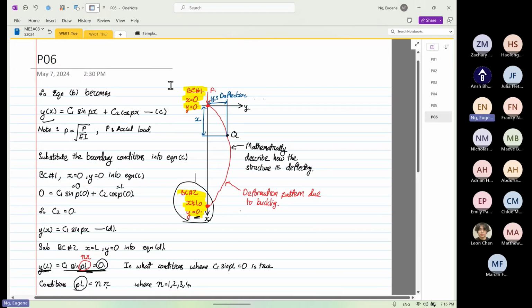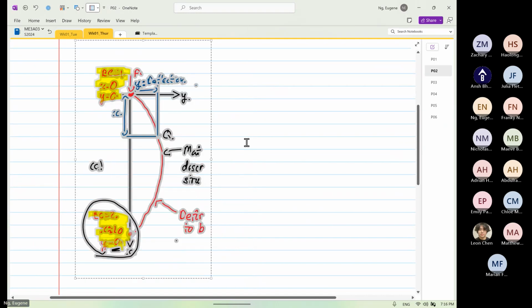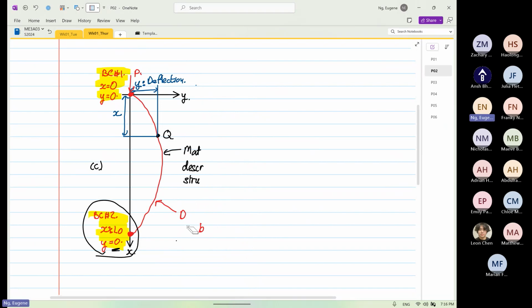Our deformation pattern looks like this. Okay, so I want you all to focus on our deformation pattern. So this is our deformation pattern.